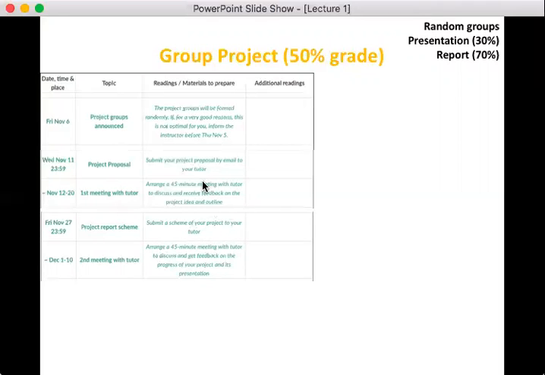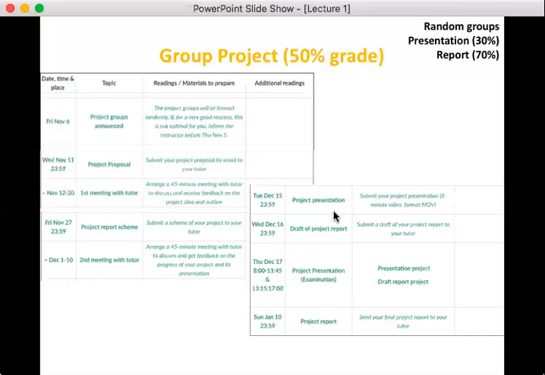In both cases, first and second meeting, you should get in touch with your tutor, which will be clearly written who is as soon as I create the groups, and fix a time. So it's very flexible, a time that works for all of you and your tutor. Very important, the project proposal and the project report scheme are not evaluated. So you don't risk anything about your final grade until now.